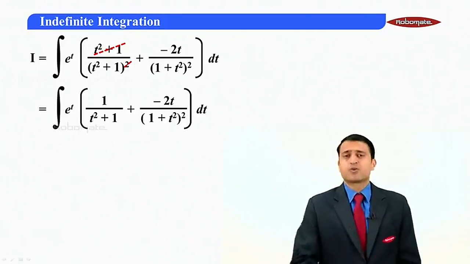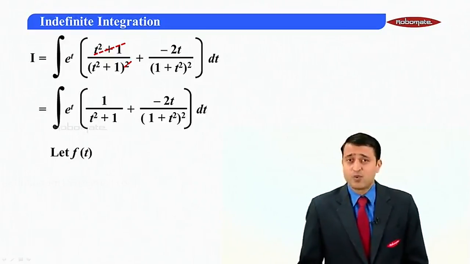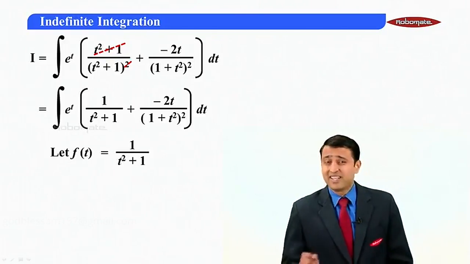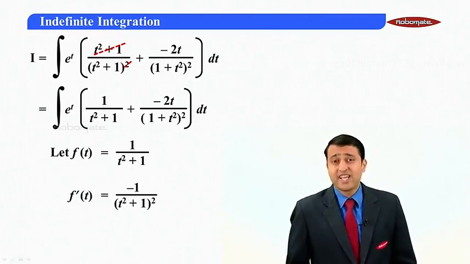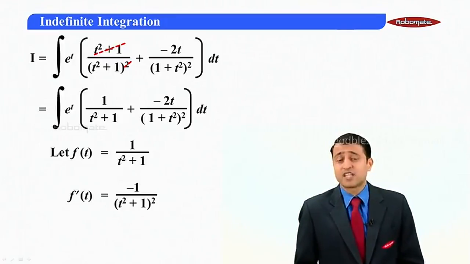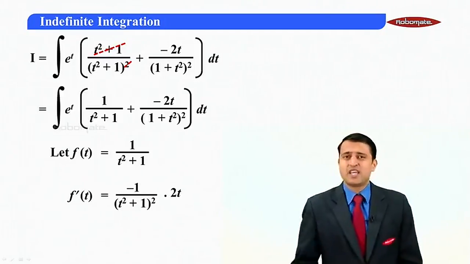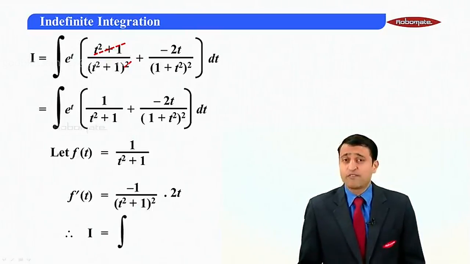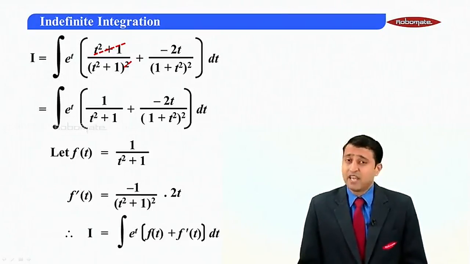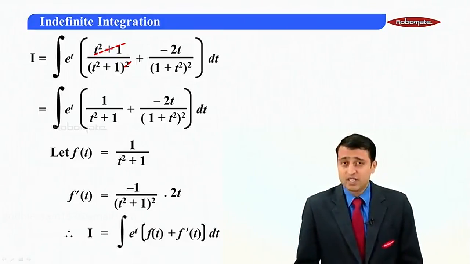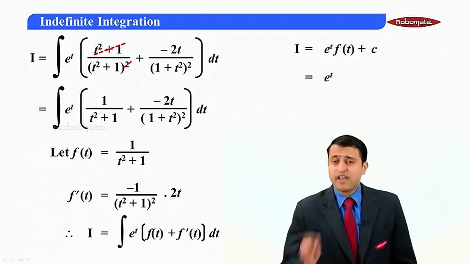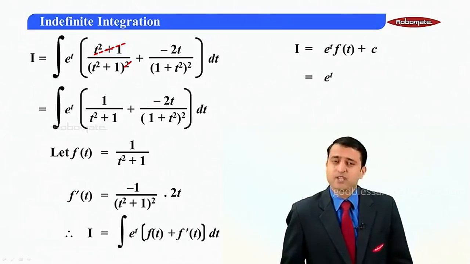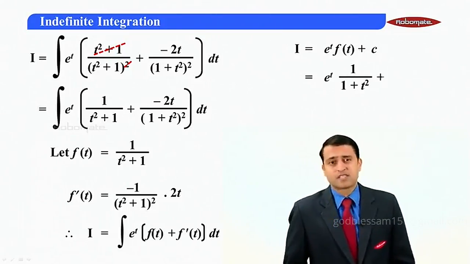Correct? My dear students, now if we take f of t as 1 upon (t square plus 1), then the derivative will be minus of 1 upon (t square plus 1) the whole square into derivative of t square plus 1, which is nothing but 2t. Or can I say the integral we have right now is of the form e raised to t into brackets f of t plus f dash of t dt. Correct? So as per the formula, it will be nothing but e raised to t into f of t plus c. That is e raised to t, f of t is 1 upon t square plus 1. So e raised to t into 1 upon (t square plus 1) plus c.